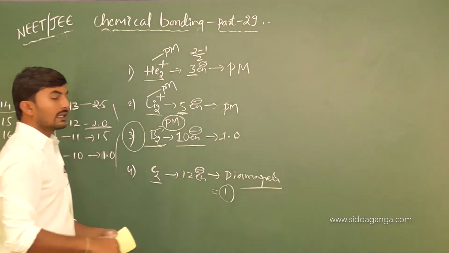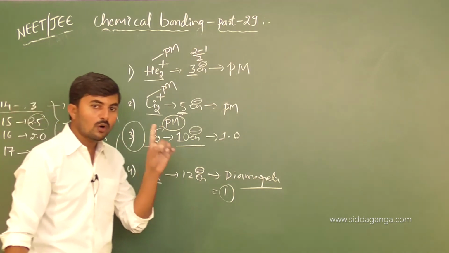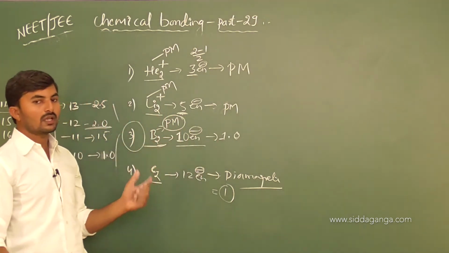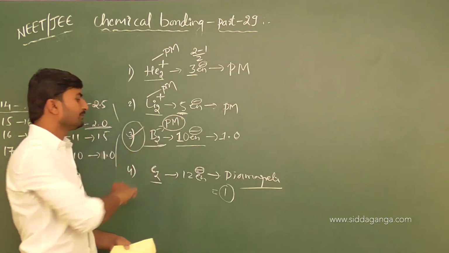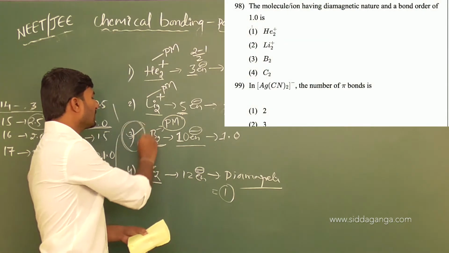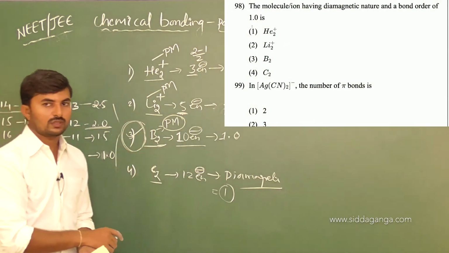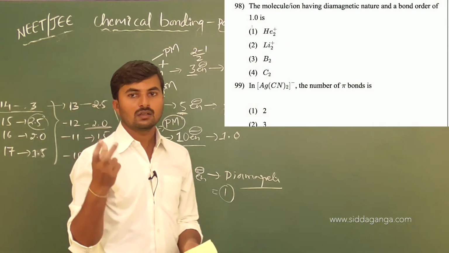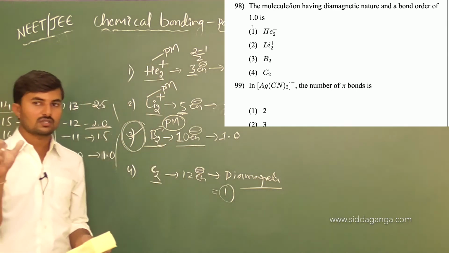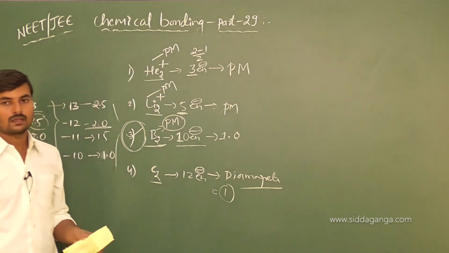So in the given examples, the only molecule with bond order 1 and paramagnetic behavior is the B2 molecule. Which is the correct option here? B2 molecule. That means option 3 will be the correct option. So in this question you have to make a little correction, that is you have to change that diamagnetic into paramagnetic nature. Okay, so the next question.